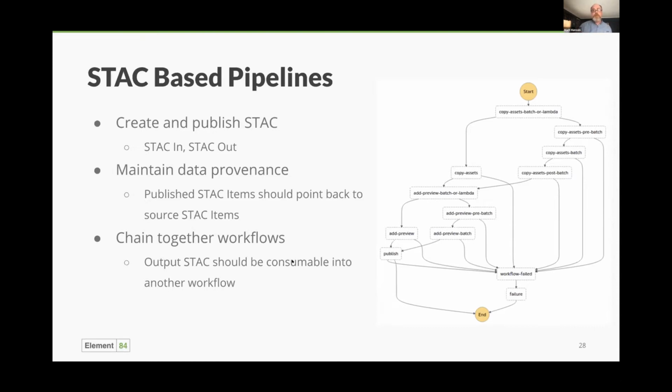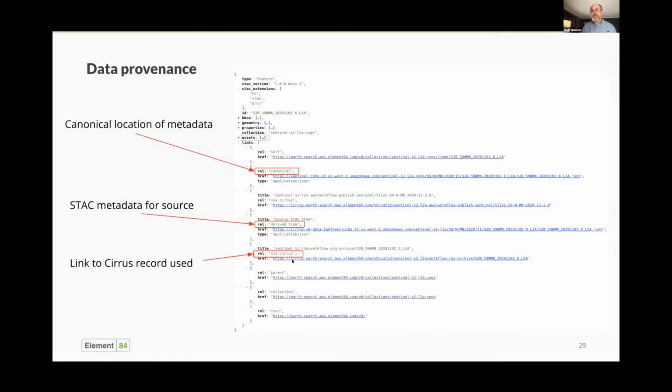So being able to chain together workflows and track that data provenance back to the beginning, I think there are a lot of real great possibilities here. Here we see an example of how we can track that data provenance in the links of any particular item.